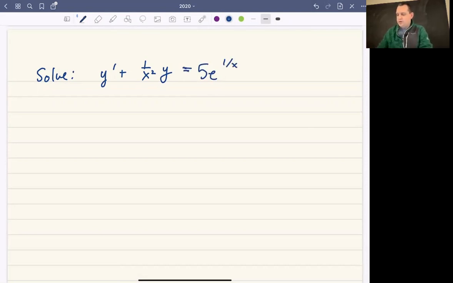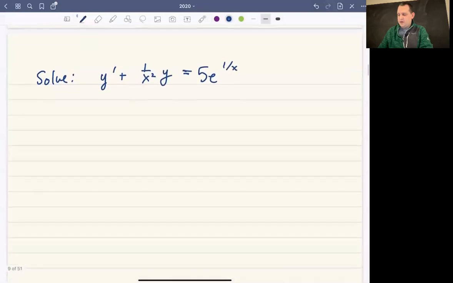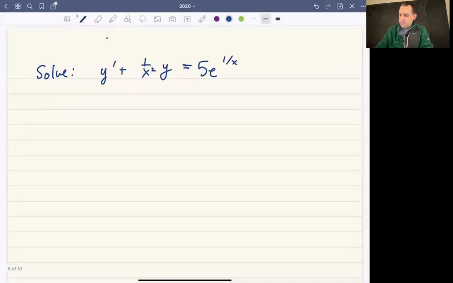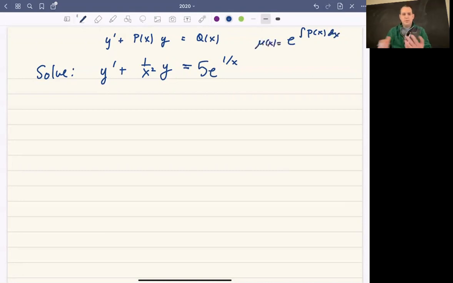Remember that the trick is, when you have an equation of the form y prime plus p of x y equals q of x, you take this p of x function, integrate it, and exponentiate it. That is our integrating factor, which we had called mu. Then we'll multiply both sides by mu and see what happens.